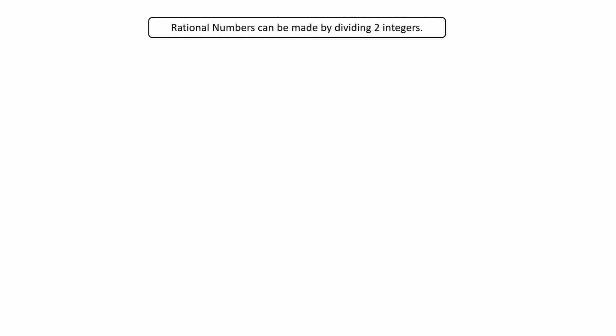So first of all, what's a rational number? Rational numbers can be made by dividing two integers, and that was our last review video, which was about integers. So like -7 and 5, those are integers. So if we put one over the other, we have a rational number.